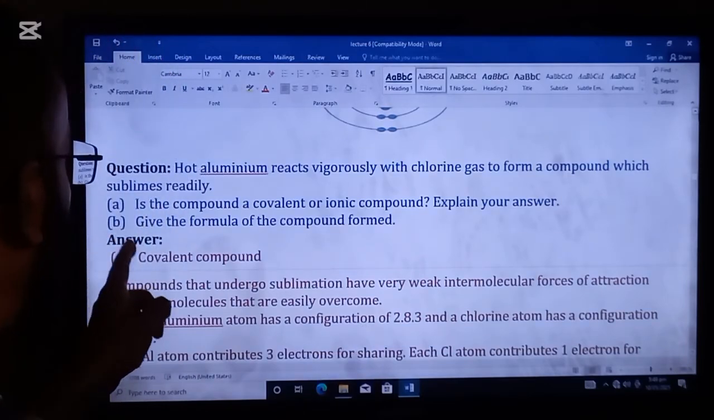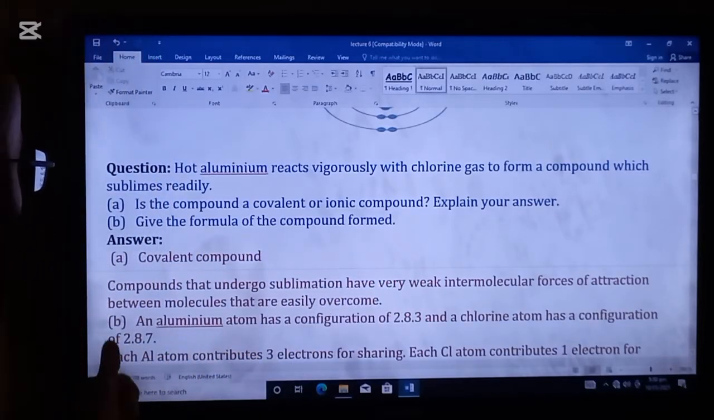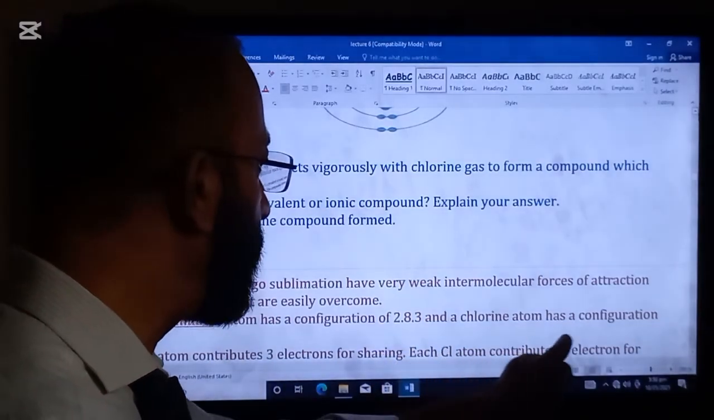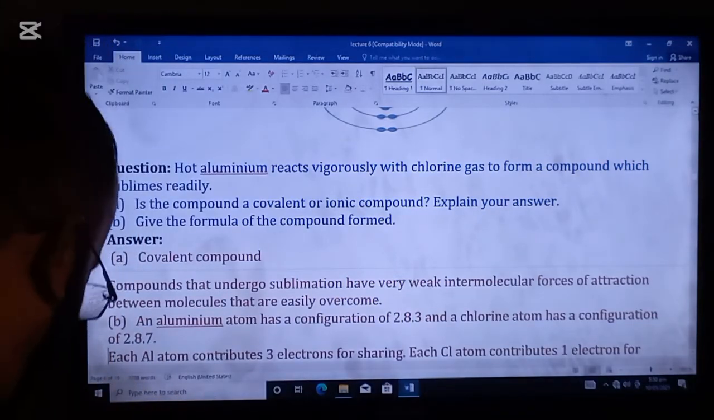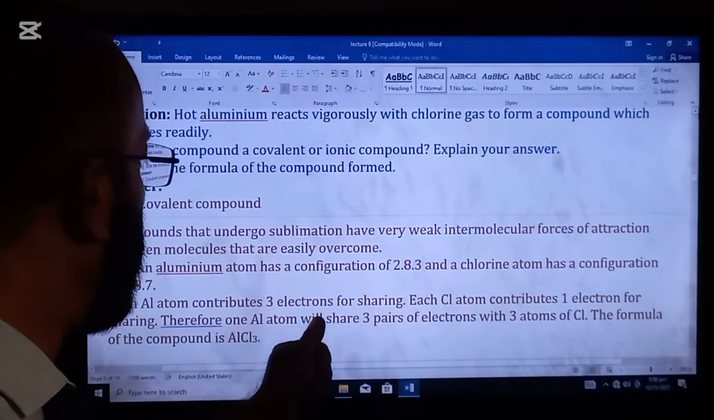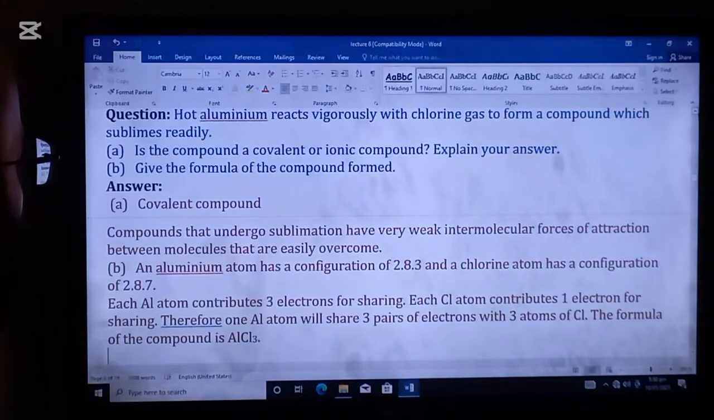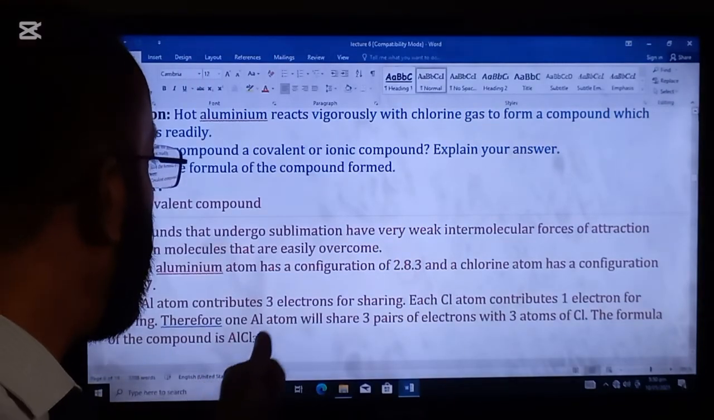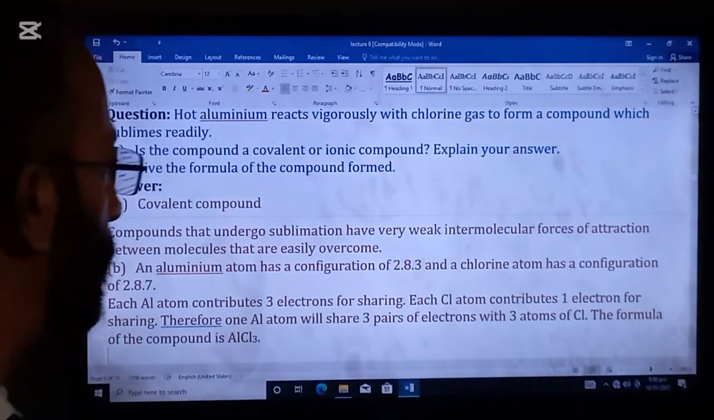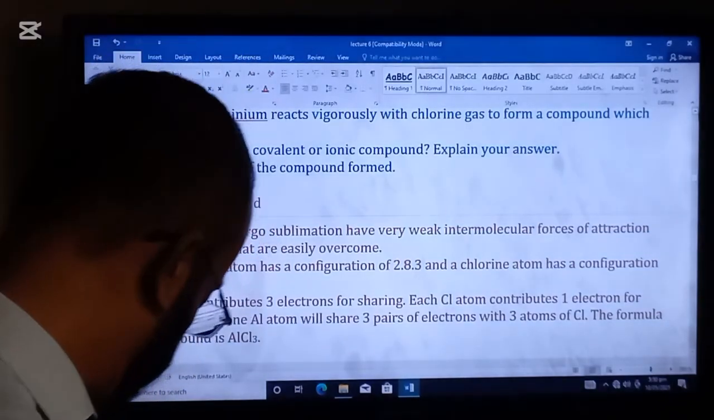Part B requirement is to give the formula of the compound formed. An aluminium atom has a configuration of 2,8,3 and the chlorine atom has a configuration of 2,8,7. Each aluminium contributes 3 electrons for sharing. Each chlorine atom contributes 1 electron for sharing. Therefore, one aluminium atom will share 3 pairs of electrons with 3 atoms of chlorine. The formula of the compound will be AlCl3.